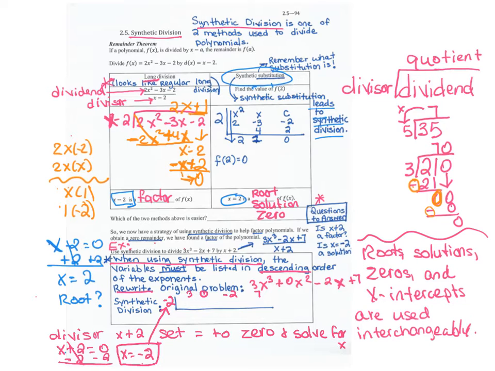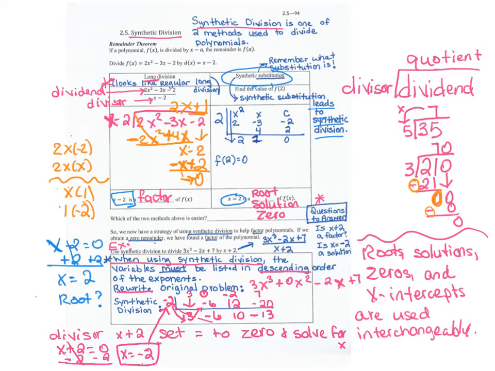So what I'm going to do is start by bringing my 3 down. And then I'm going to do some multiplication. Negative 2 times 3 is negative 6. 0 plus negative 6 is negative 6. And I do the same thing again. Negative 2 times negative 6 is positive 12. Negative 2 plus 12 is 10. Negative 2 times 10 is negative 20. 7 plus negative 20 is negative 13.